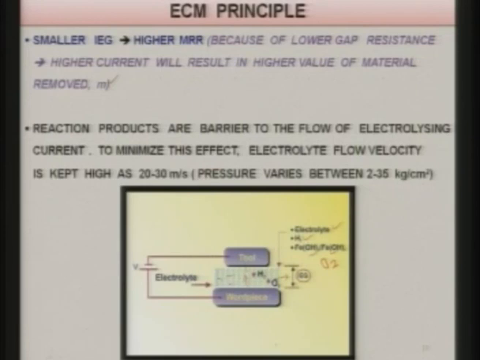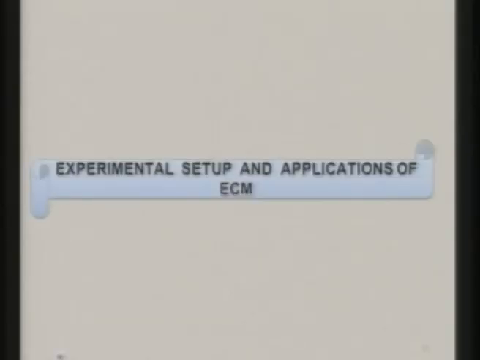And depending upon the material that you are machining, or anode material, it may be copper, it may be alloy or some other one. So, accordingly different reaction products are formed. Let us see the experimental setup and some applications of electrochemical machining process.